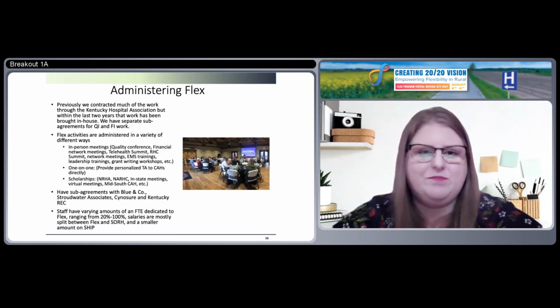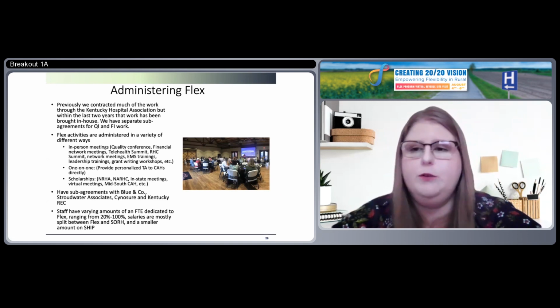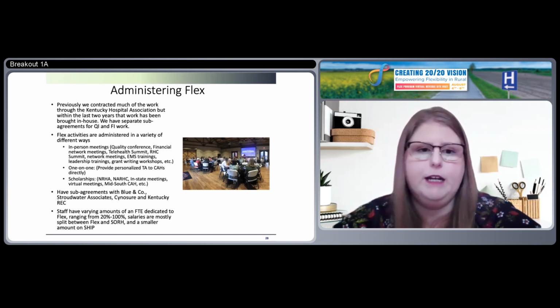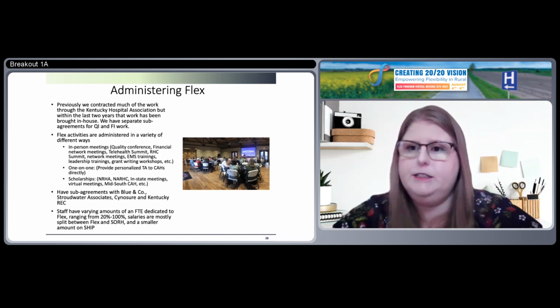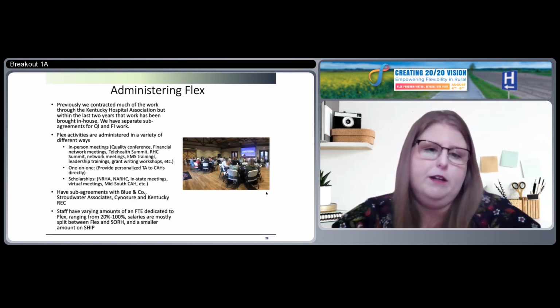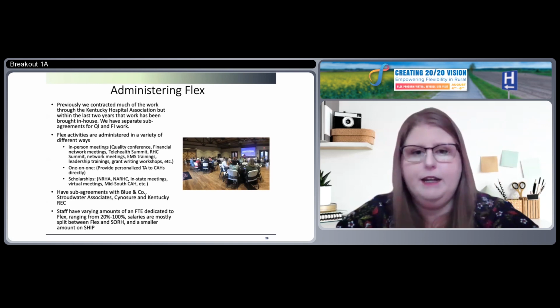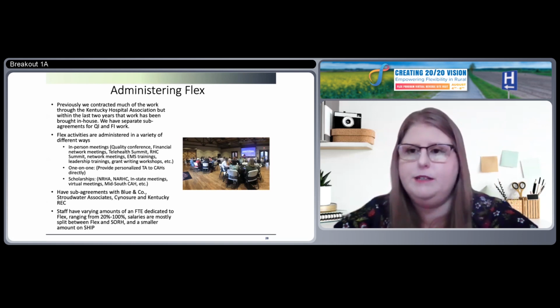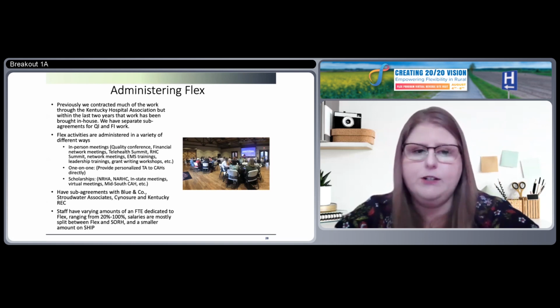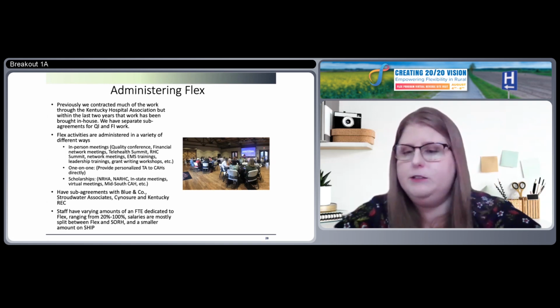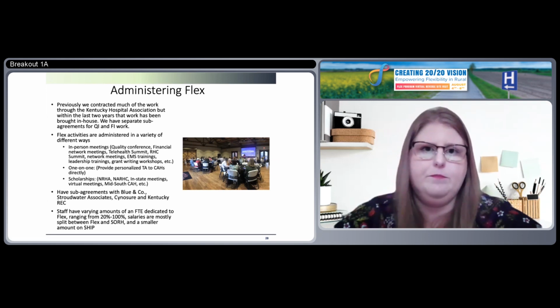And we miss that. But we have sub-agreements with Blue & Company, that's an accounting firm. Stroudwater, I know a lot of you are familiar with them or maybe work with them. Same with Cynosure, they do a lot of our quality work. And then our regional extension center does a little piece of it too. Staff have varying amounts of FTEs dedicated to Flex, ranging from 20 to 100%. Salaries are mostly split between the Flex grant and the SOARING grant, and just a little bit on the SHIP grant. Next slide.